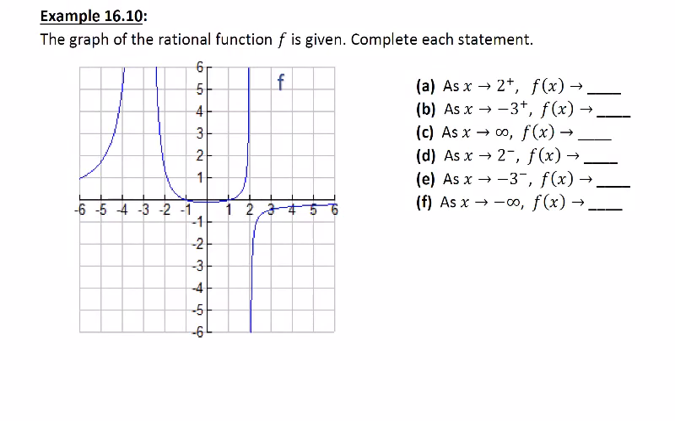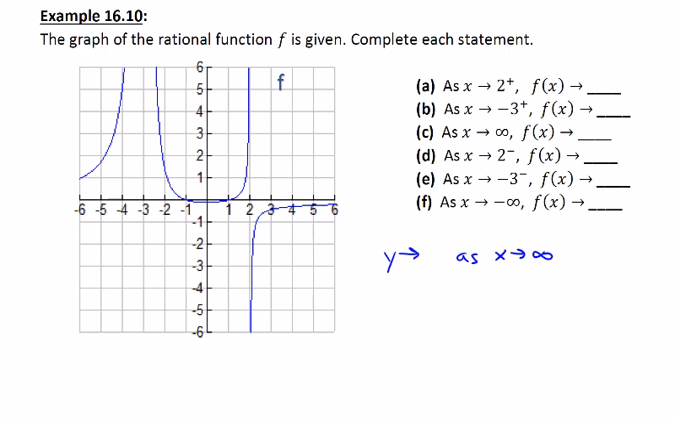Example 16.10 gives us the graph of a rational function, and it wants us to complete each of the following statements. So these are examples of limit statements, and they are written a little differently than the way that we have in class. Other examples from class have been y approaches something as x approaches infinity would be an example of the way we're writing it in class.